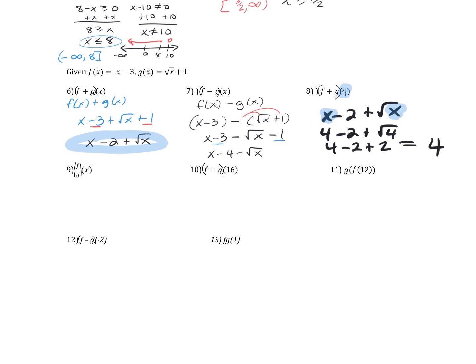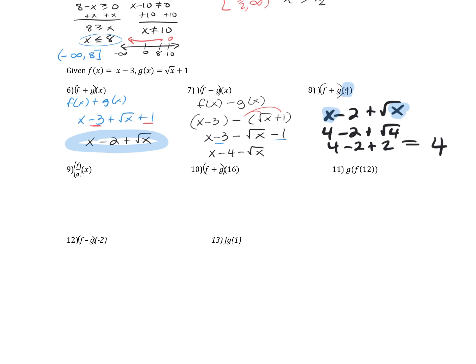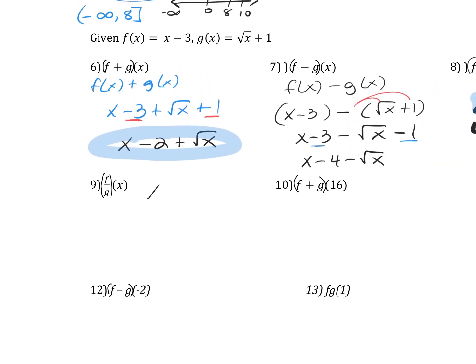The next one wanted you to divide. Again, all you're going to do is place the two functions on top of each other. So I'm going to do x minus 3 over the square root of x plus 1. You don't need to rationalize or anything. You leave it just like that.